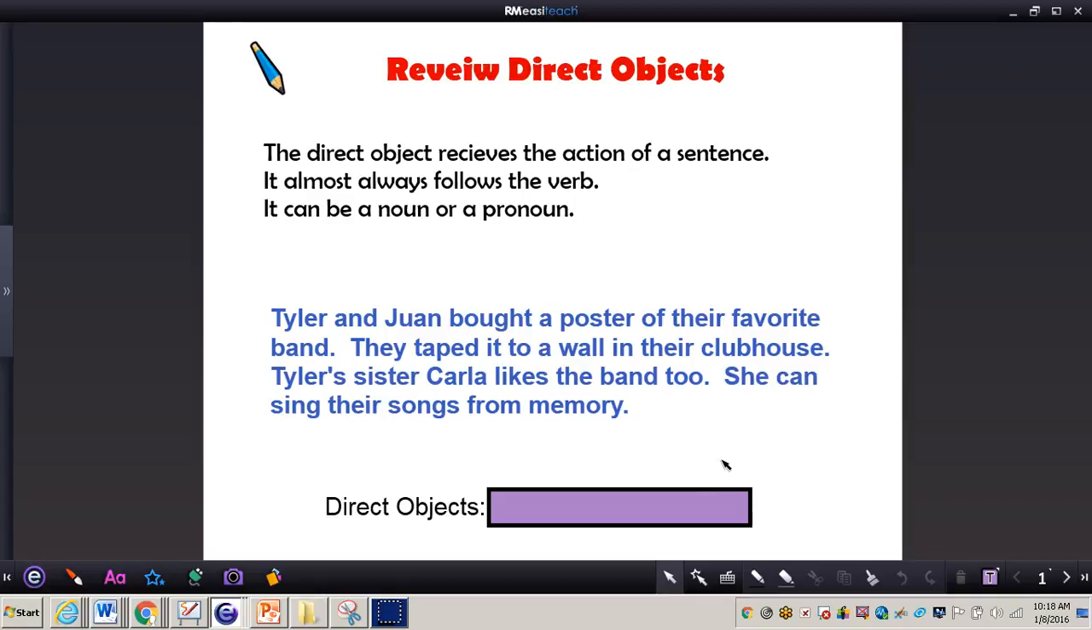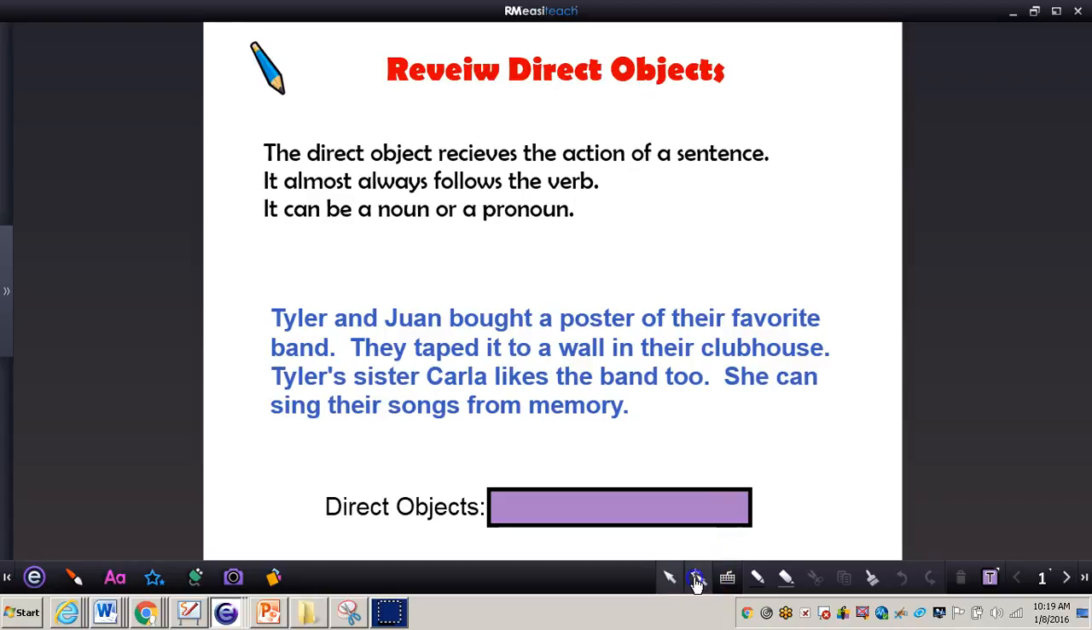What I want you to do is look at that paragraph, and think about how the direct object receives the action of a sentence, that it almost always follows the verb, and also that it can be a noun or a pronoun. And I do want you to write down the direct objects from this paragraph. So pause the video, write down the direct objects, and then we'll go over the answers right after you press play. So pause the video now.